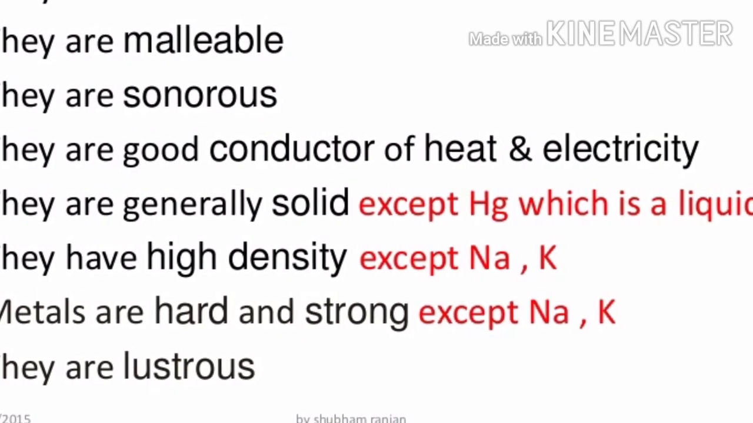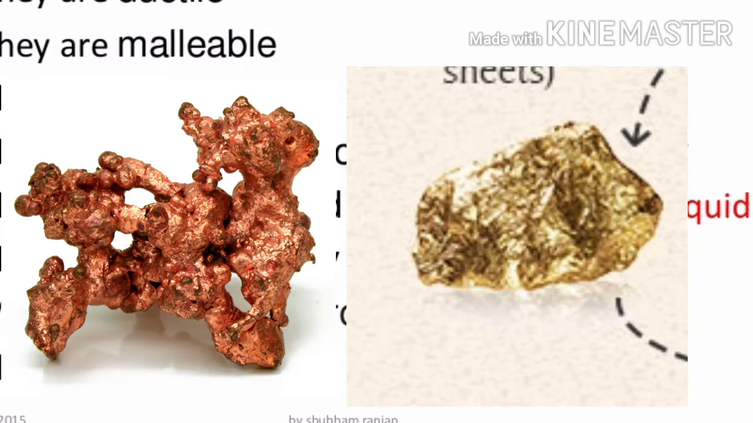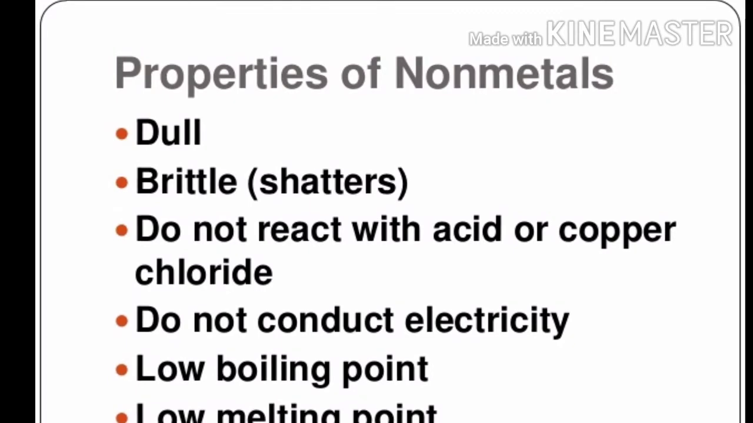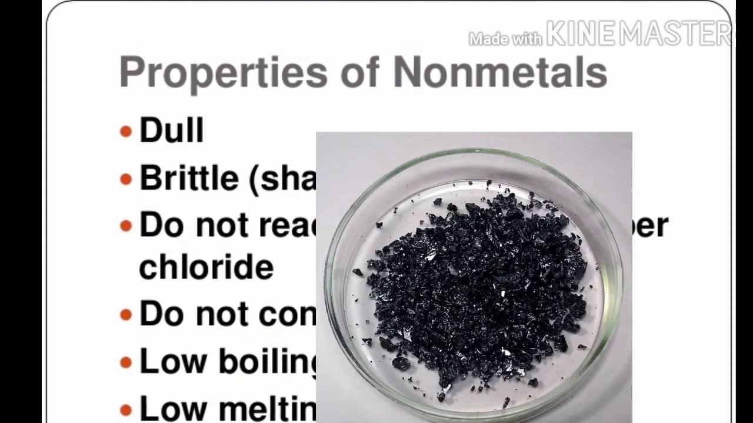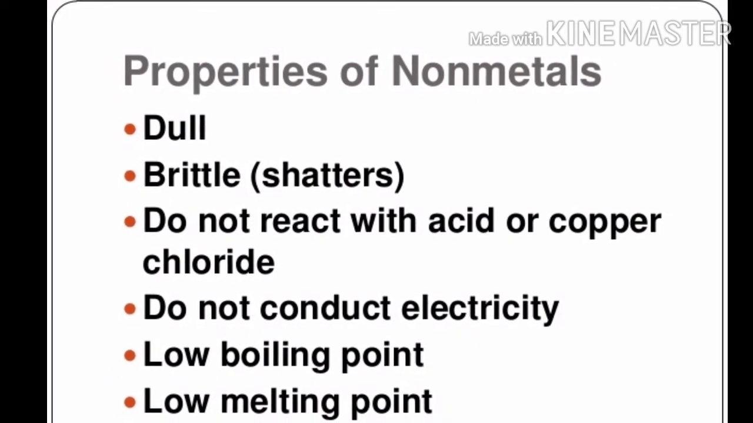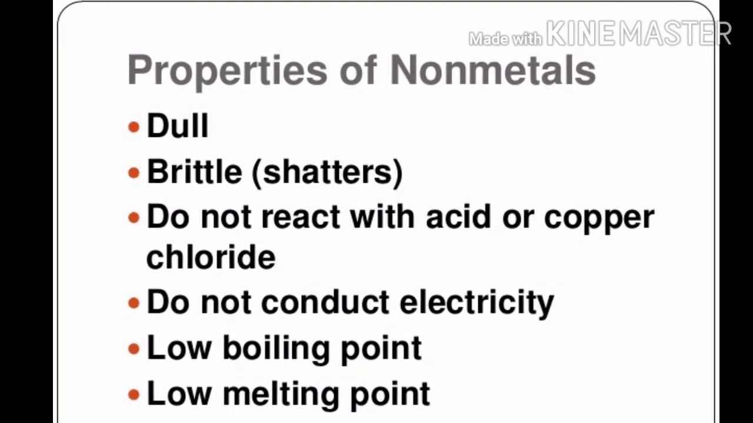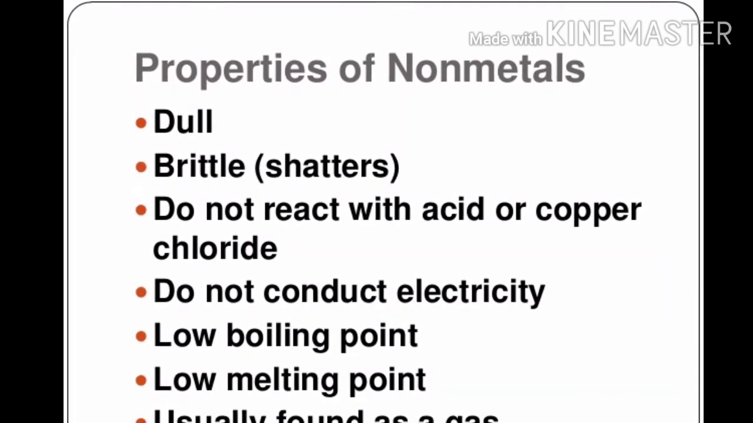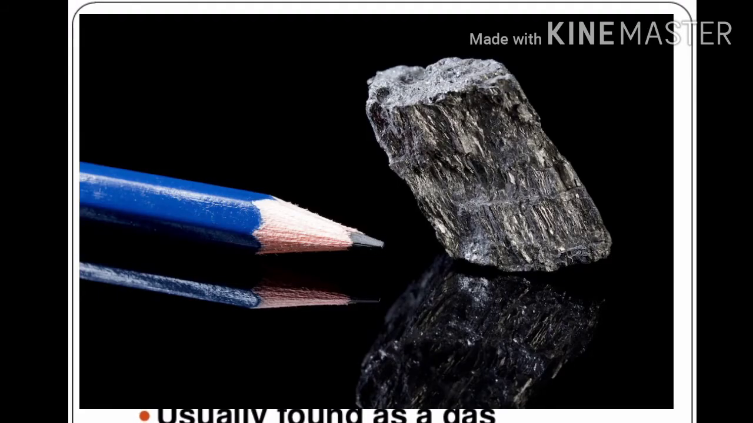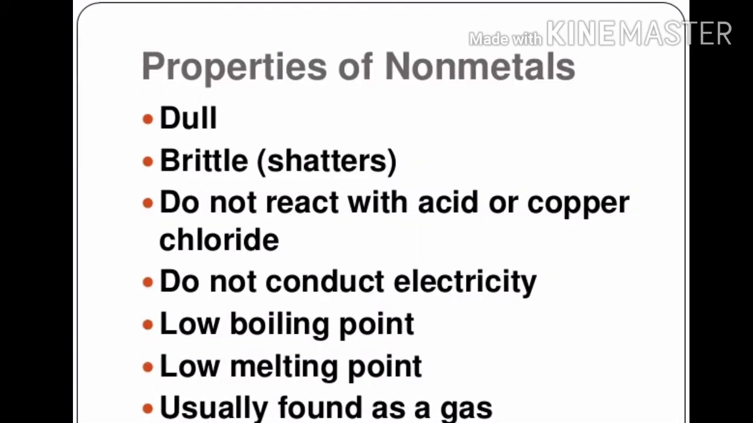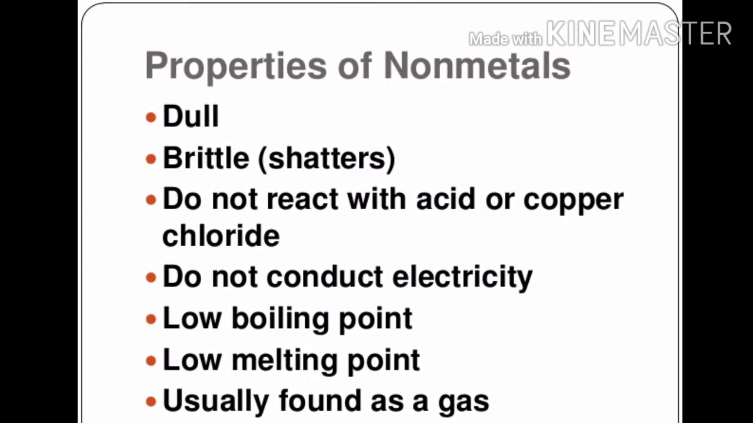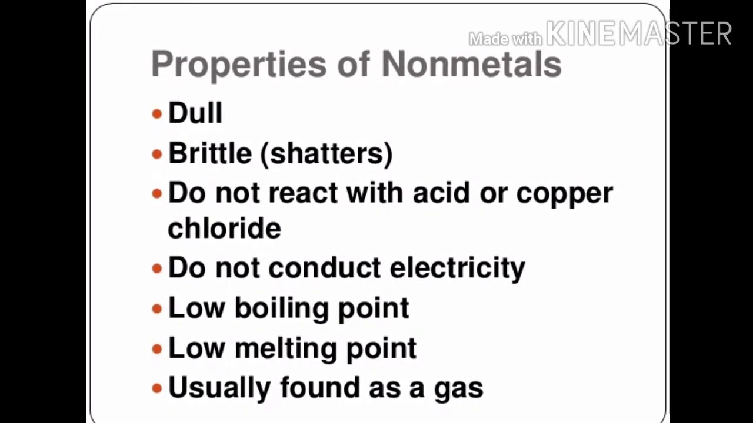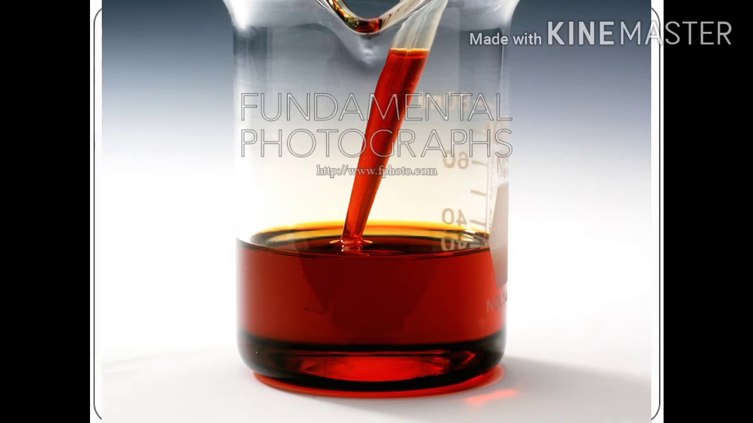Metals are lustrous and are usually silver grey in color except copper and gold. On the other hand, non-metals are dull in appearance except iodine, which is lustrous. They are brittle and hence can be broken easily, except diamond, which is the hardest element. They are poor conductors of electricity except graphite, which is a good conductor of electricity. They have low melting and boiling points. They are usually found as gas or solids except bromine. Bromine is found in liquid state.